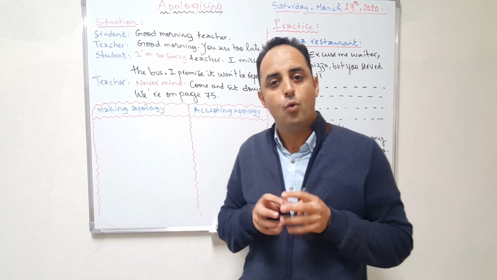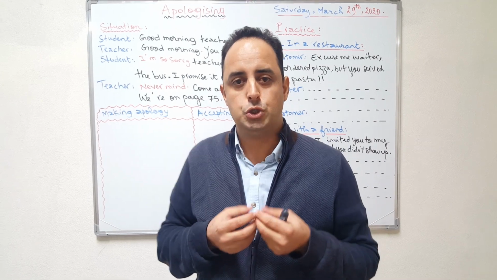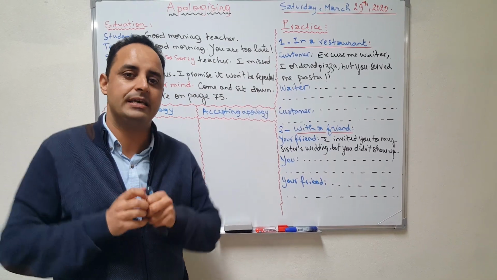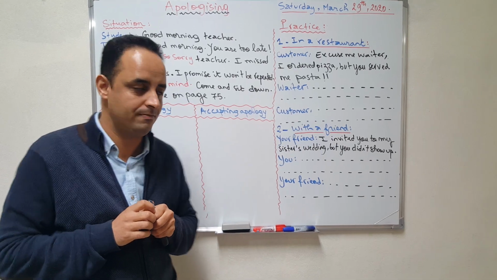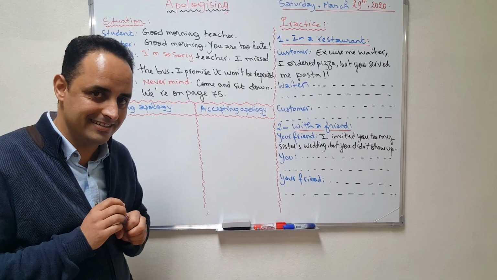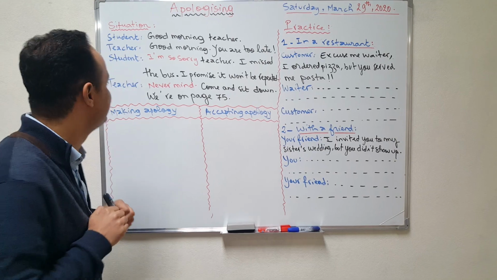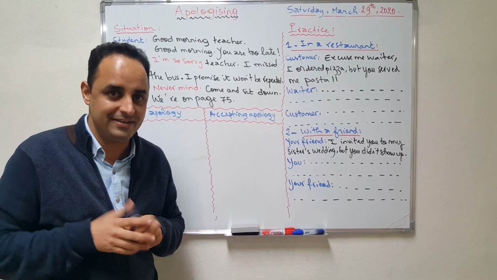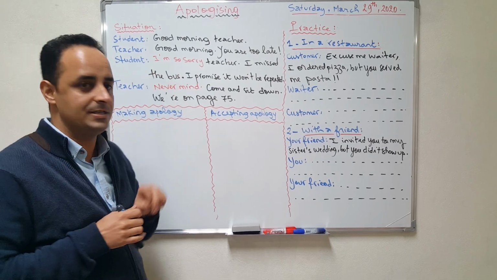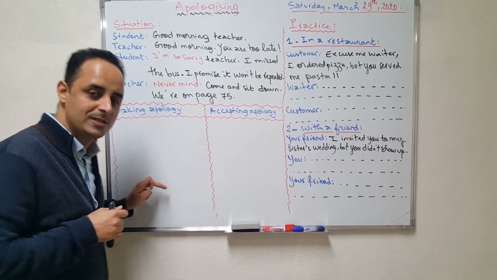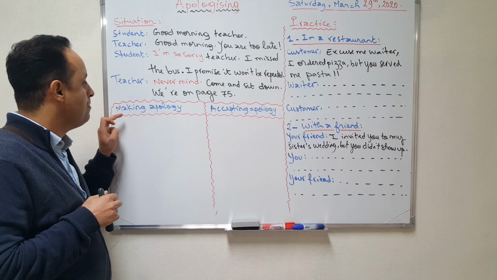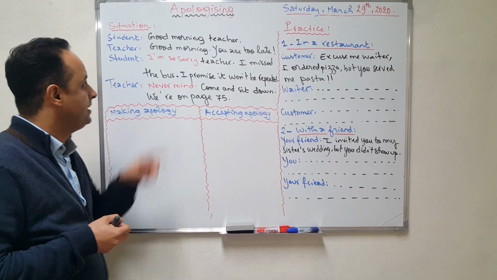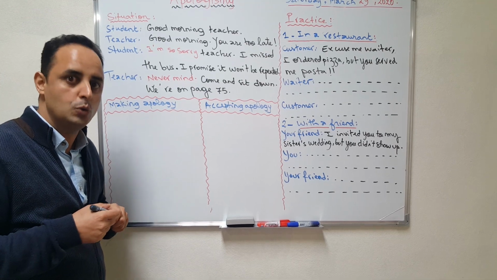Great. Now, what expression does the student use to express his apology to the teacher? Excellent. It's the expression, I'm so sorry. So we're going to write this expression in the first column, which is make an apology. So to make an apology, you can use the expression, I'm so sorry.